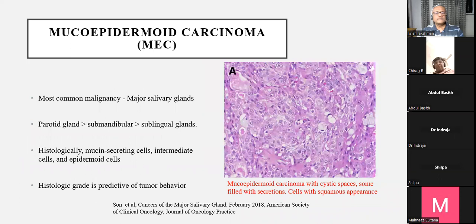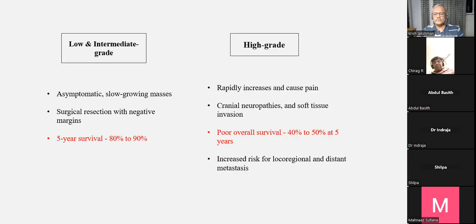Mucoepidermoid carcinoma is most commonly seen in the parotid gland. Histologically, it has mucin-secreting cells, intermediate cells, and epidermoid cells. The histological grade is predictive of tumor behavior. It can be divided into low, intermediate, and high grade.